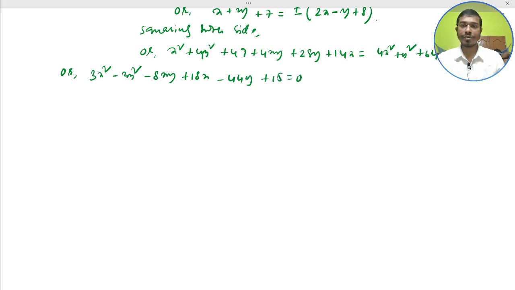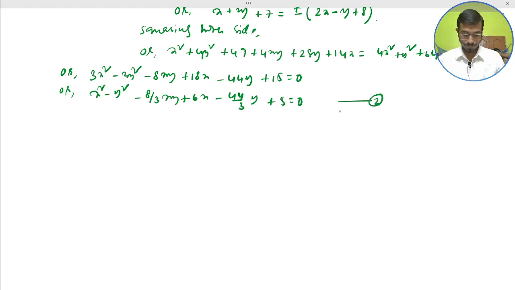plus 15 equal to 0. Divide by 3: x square minus y square minus 8 by 3 xy plus 6x minus 44 by 3 y plus 5 is equal to 0. This is equation 2. So comparing equation 1 and 2.